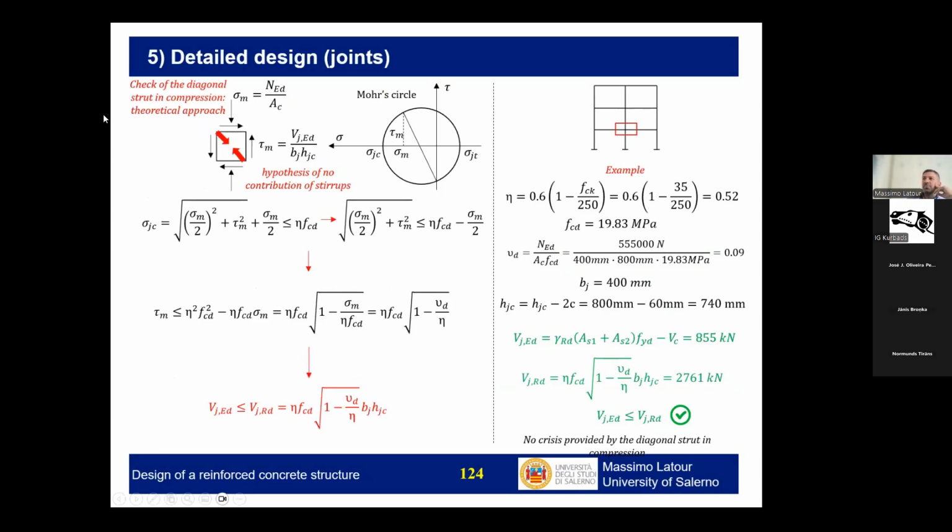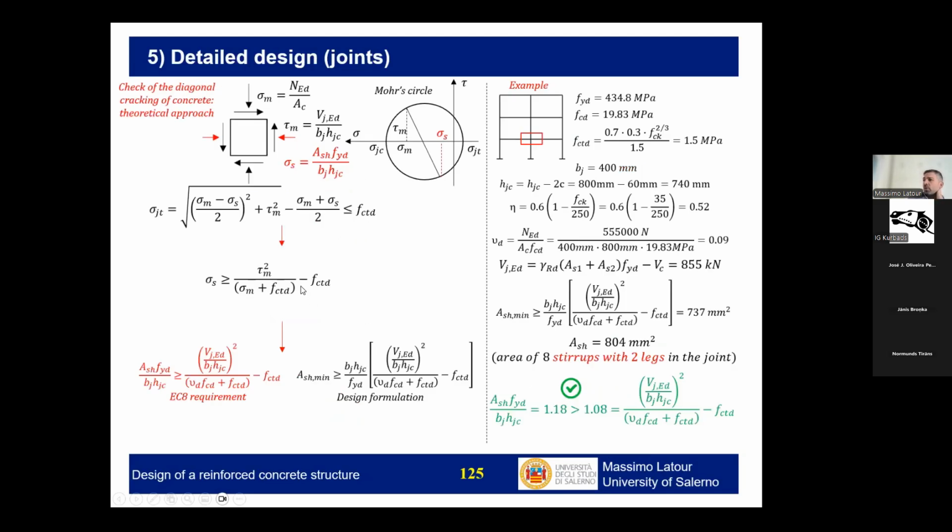This is the case of a joint which is subjected to axial force and shear. If we use the Mohr circle and calculate the shear, this is the design equation we can get. Normally the strut is very easily checked, as you see here. We have a resistance, for example in our case, of about 3000 kilonewton versus the action, which is 855 kilonewton.